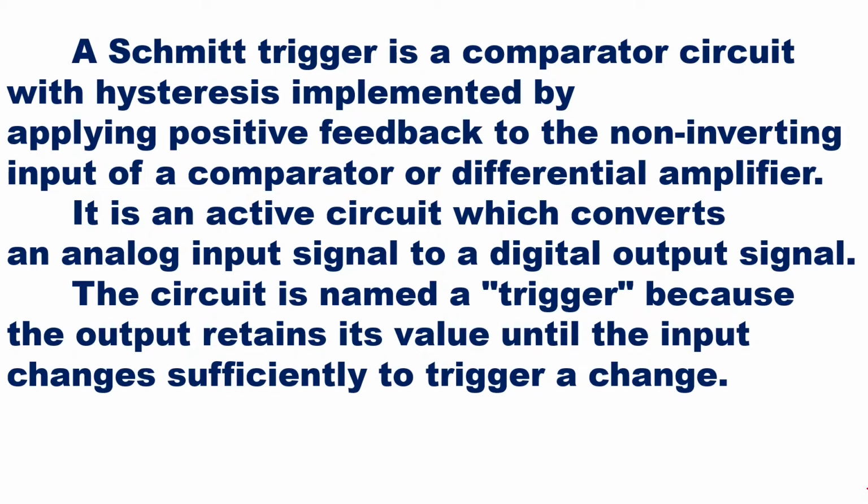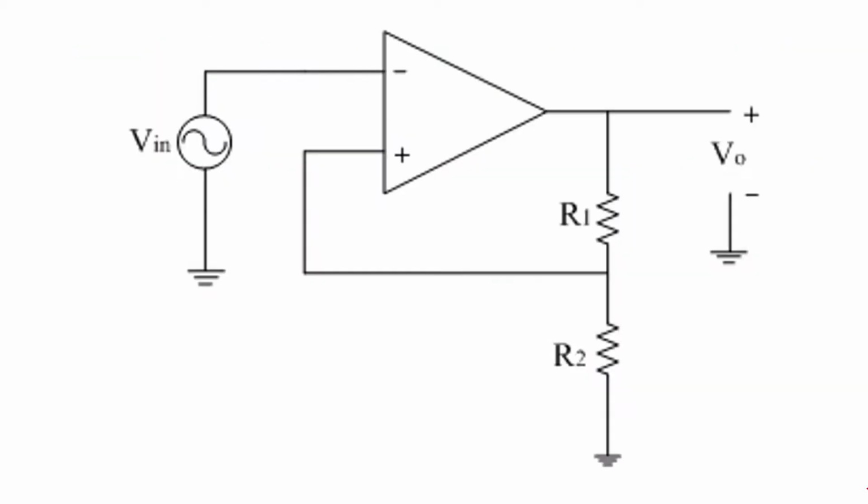The circuit is named a trigger because the output retains its value until the input changes sufficiently and reaches some threshold voltage, and then only the output will change. There will be a trigger change. That is why it is called a trigger circuit.